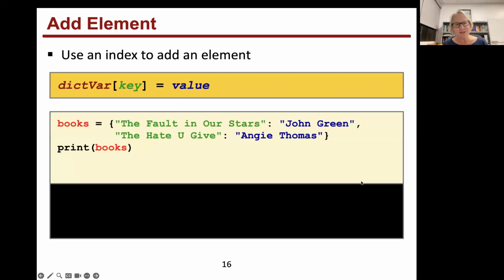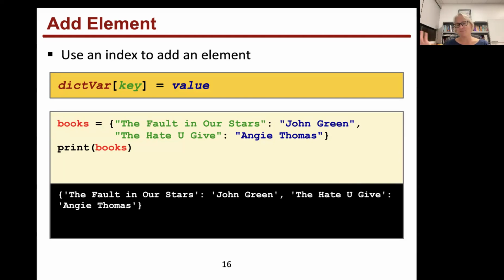So adding an element, even though we did this already on Tuesday, I'm going to do another example. This is how we add an element into our dictionary. We have our dictionary, whatever variable name we want to give it. We put a square bracket and then we give it a key, equals, and we give it a value. So for example, we have this example here, books. The keys are the titles of the books, and the value is the author. So we have key value, key value.